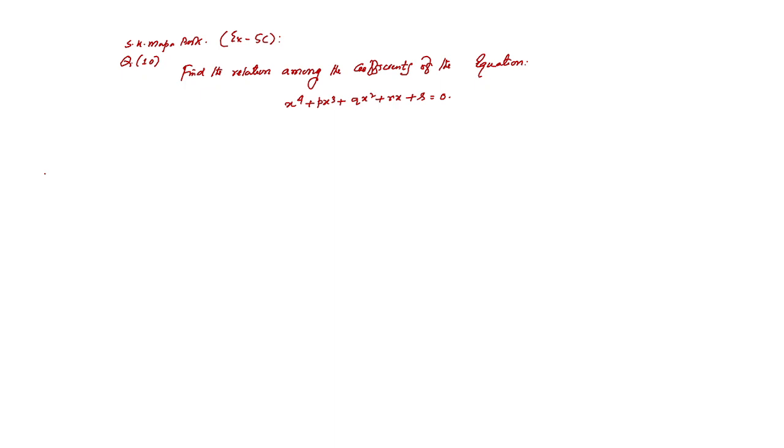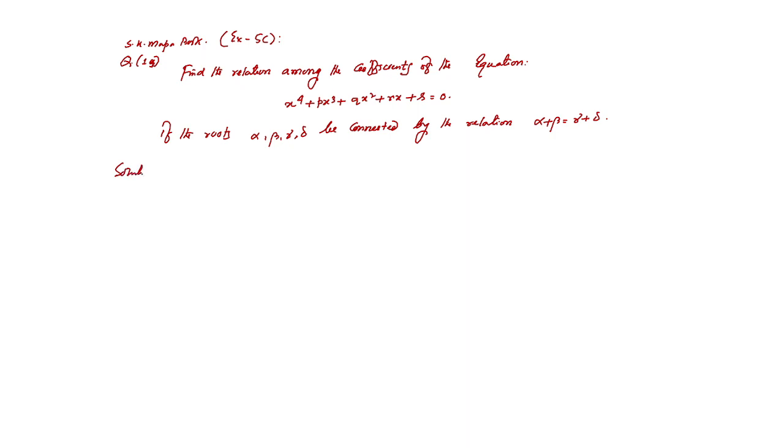If the roots alpha, beta, gamma, delta be connected by the relation alpha plus beta equals gamma plus delta. This is question number 11.